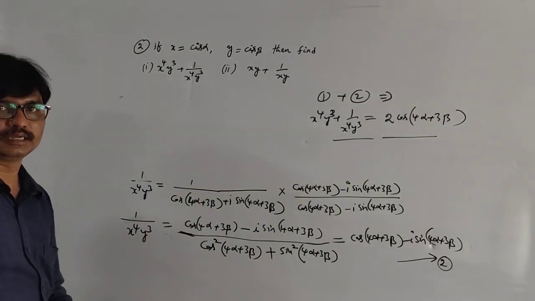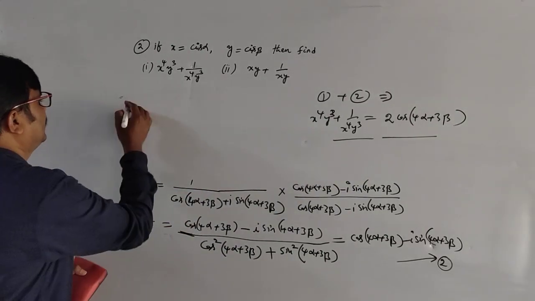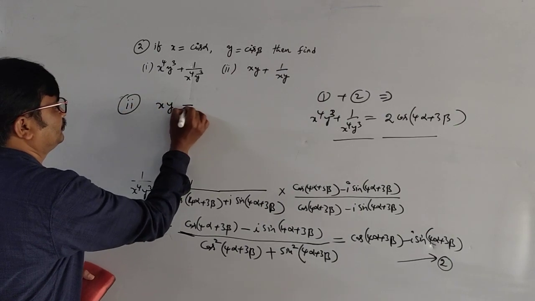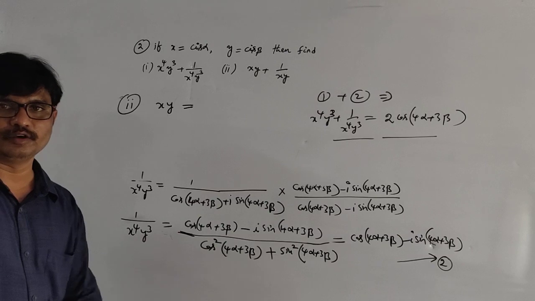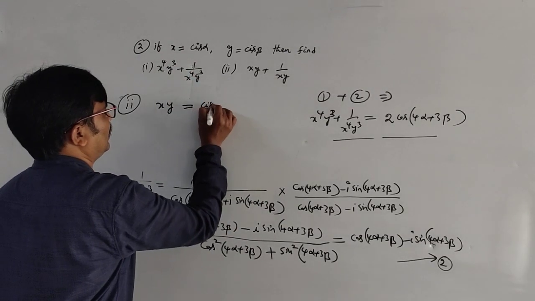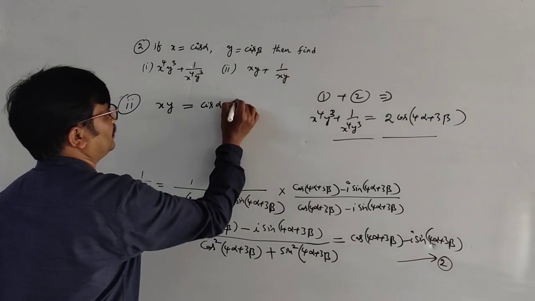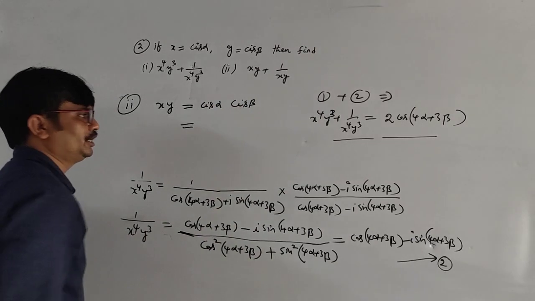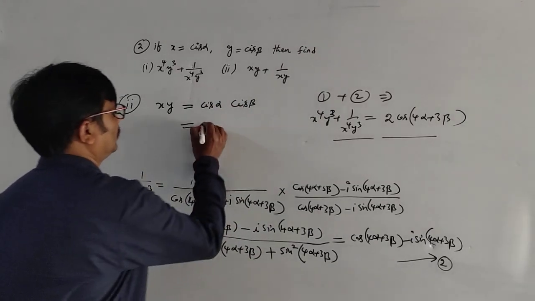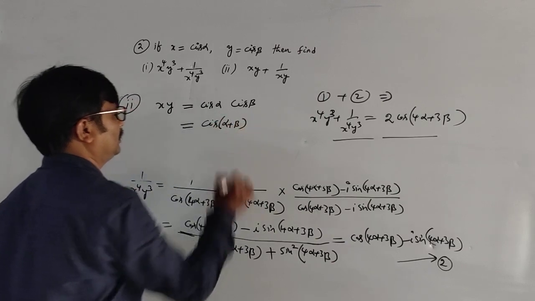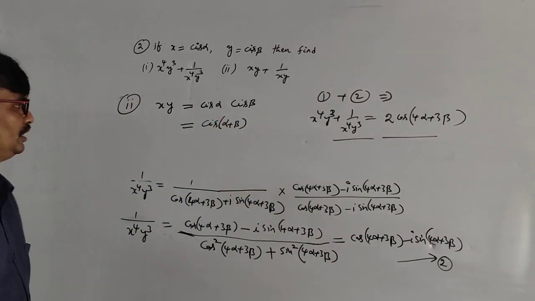Now students, the second question: the value of xy plus 1 by xy. X is cis alpha, y is cis beta, cis A into cis B is cis of alpha plus beta, cis A into cis B is cis of A plus B.